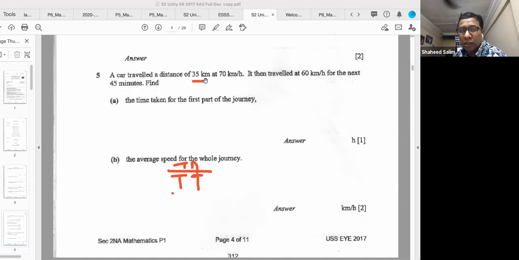So down here you got the distance. Down here you don't have the distance. You need to find the distance. Down here you already found the time. Down here you got the time. Ken, you know what to do? Okay, you try.